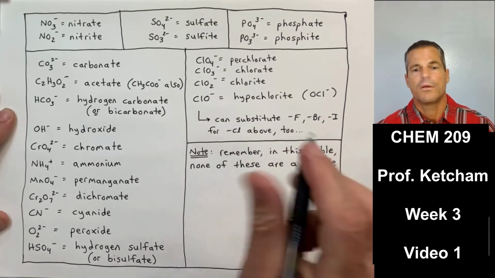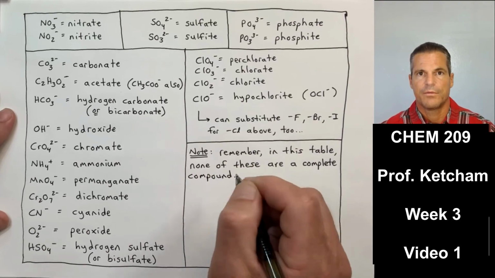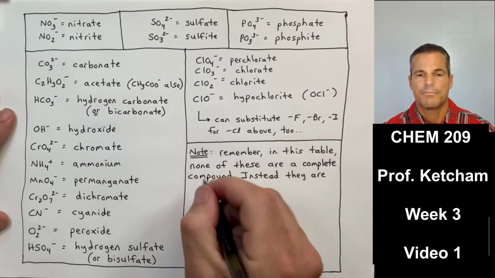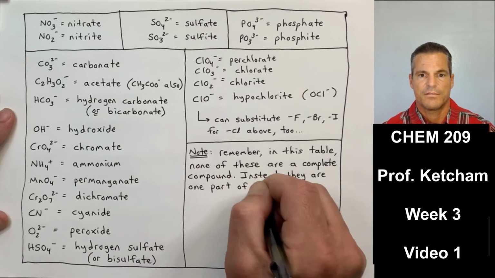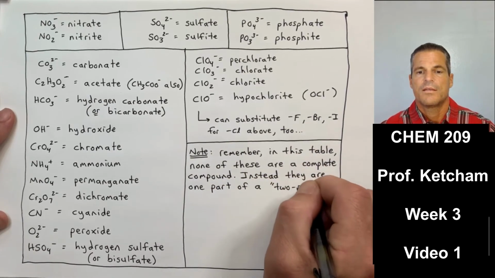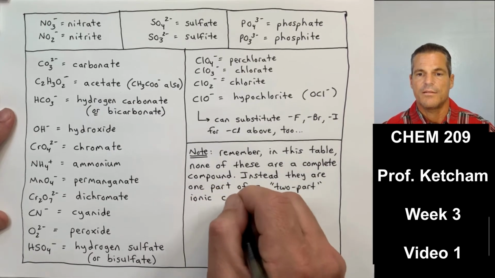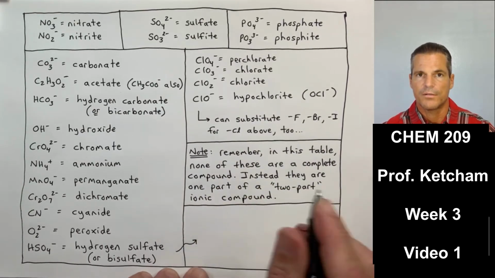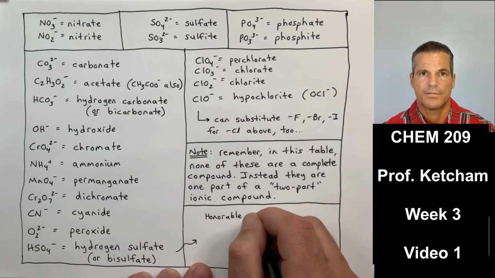Now remember, everybody in this table, none of these are a complete compound. Instead, they are one part of a two-part ionic compound. All right.